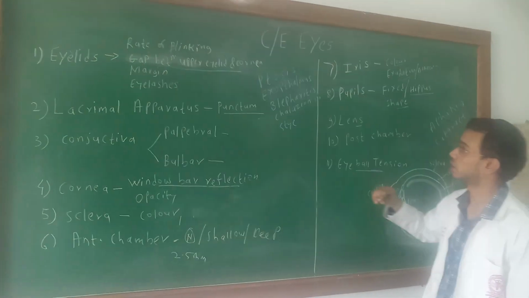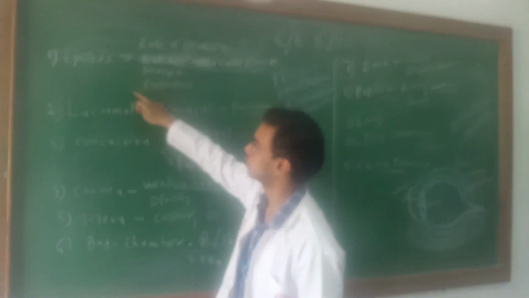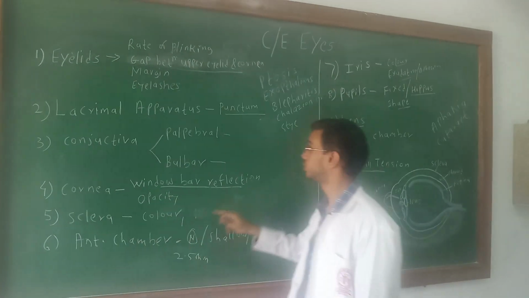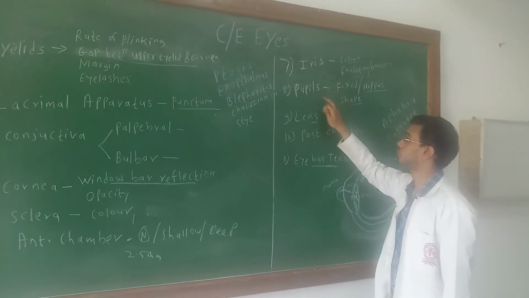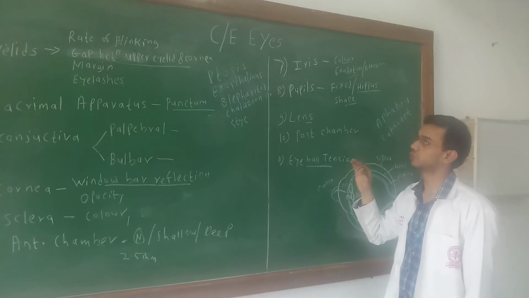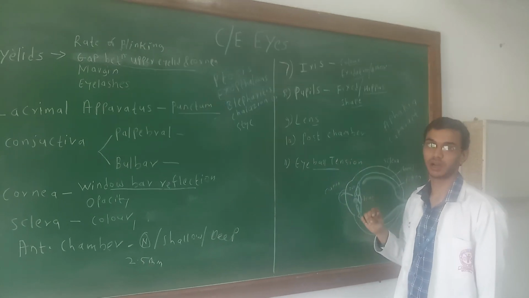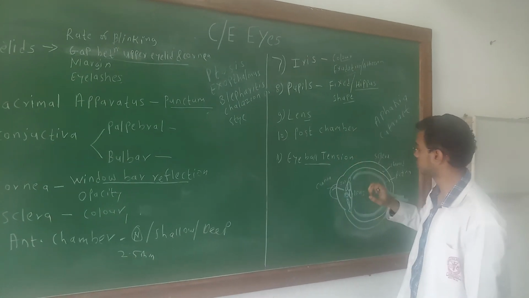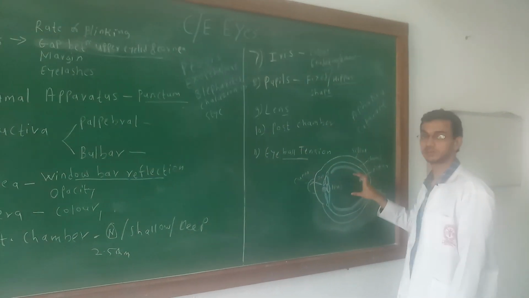Under this heading, that is examination of the eyelid, lacrimal apparatus, conjunctiva, cornea, sclera, anterior chamber, iris, pupil, lens, posterior chamber, and eyeball tension, we are going to see how to examine the eye. So before starting with the clinical examination of the eye, what are the anatomical aspects of the eyeball?